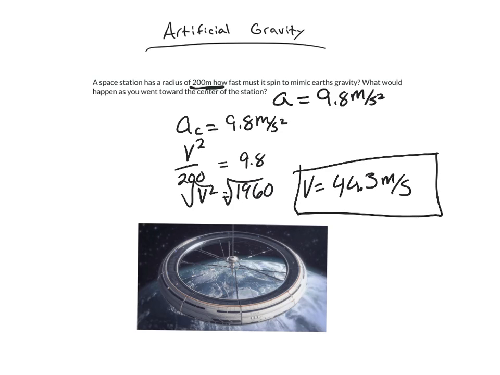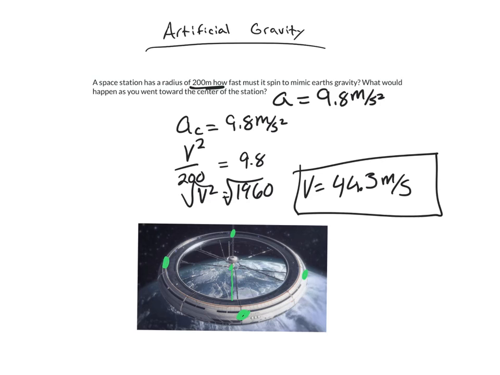Now, to answer that second question, what would happen as you move toward the center? So if we're out here on the surface on the outside, anywhere out here, we would be experiencing 9.8 meters per second squared. But what if we took one of these little tubes toward the inside? What would happen as we move toward that center? What would happen to the way we perceived gravity?